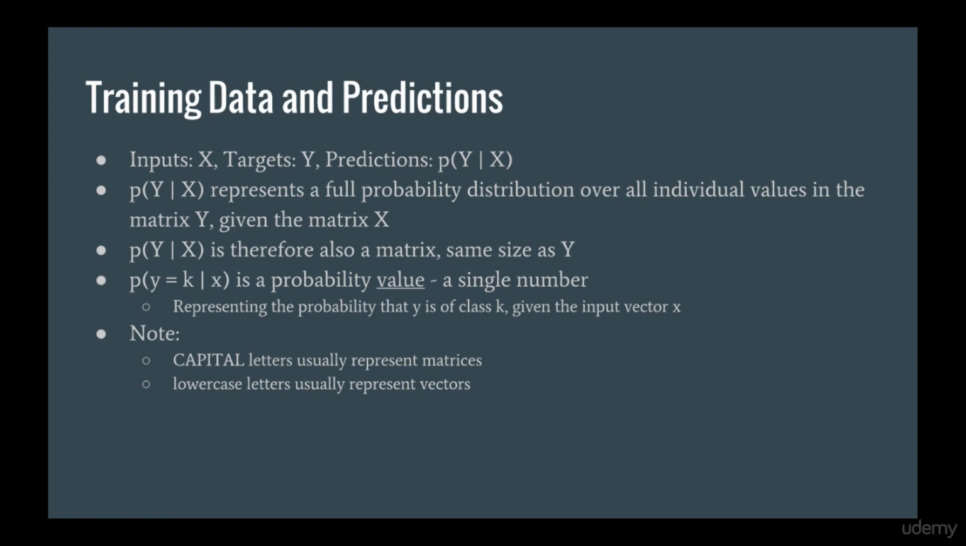Part of this framework is predictions. So if X represents the inputs and Y represents the targets, then P of Y given X represents the predictions. P of Y given X represents a full probability distribution over all individual values inside the Y matrix given the X matrix. So this is also a matrix of the same size as Y. P of Y equals K given X, on the other hand, represents a probability value. It's the probability that the class is K, given an input vector X. Notice how we typically use lowercase letters when referring to individual samples or vectors, and uppercase letters when we're referring to matrices.